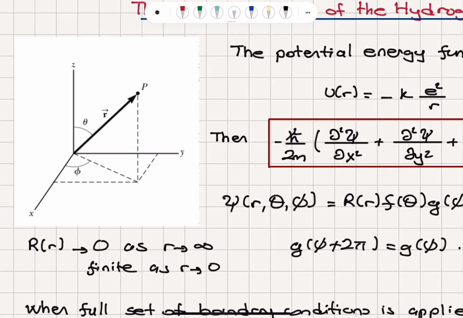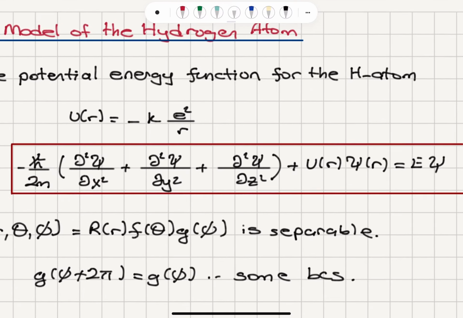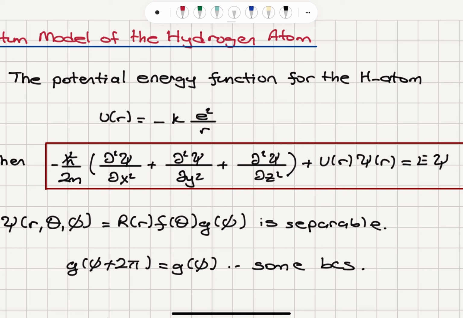So we will find the wave function as a function of radial distance r, azimuthal angle theta, and polar angle phi. Now, in order to solve this problem, the first thing we need to do is to identify the potential energy. The potential energy function for the hydrogen atom is due to the orbit of the electron around the nucleus, and it has a Coulomb potential, which is minus ke square over r, because this is due to the interaction of the electron with the proton in the nucleus.